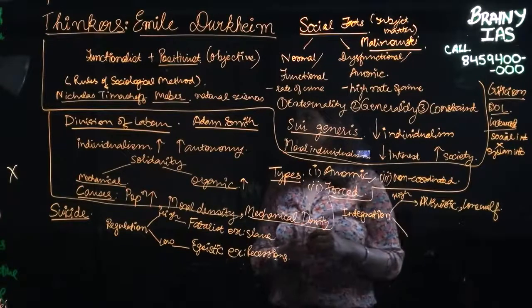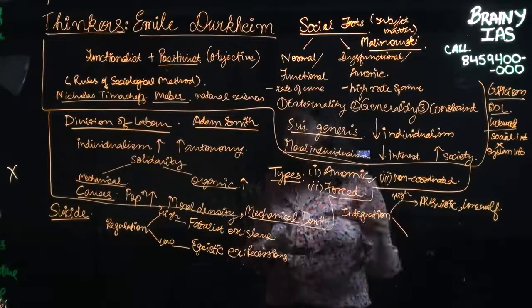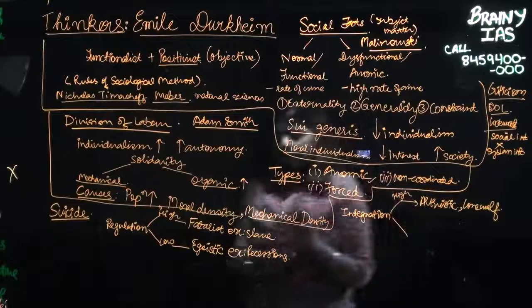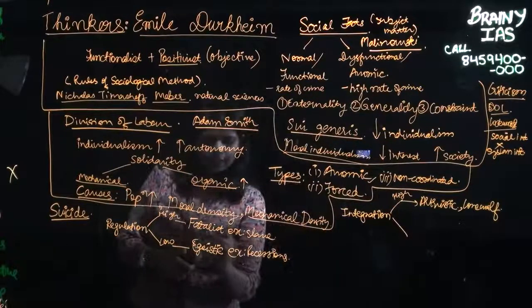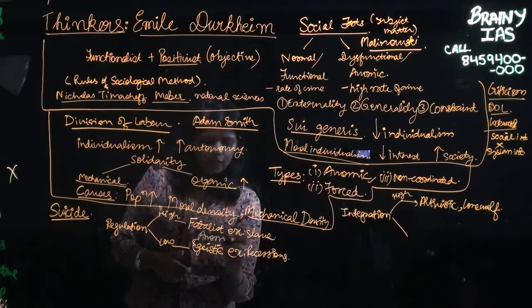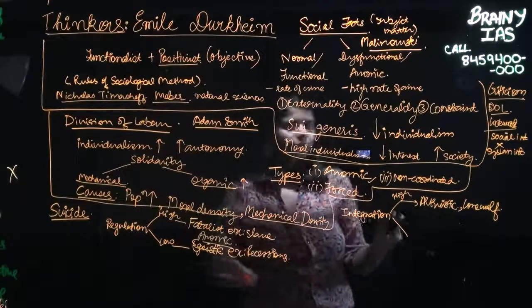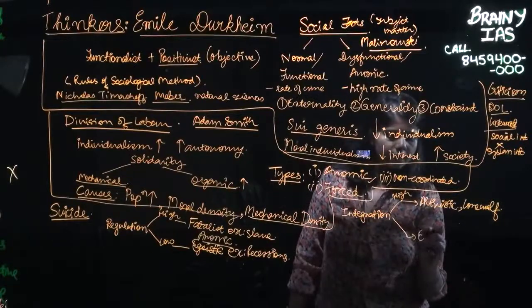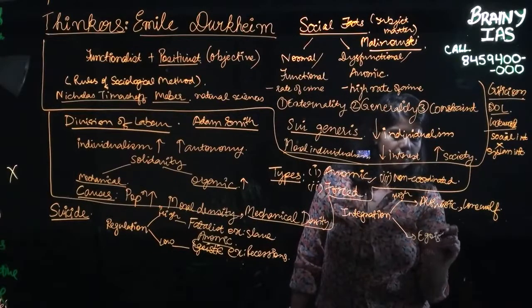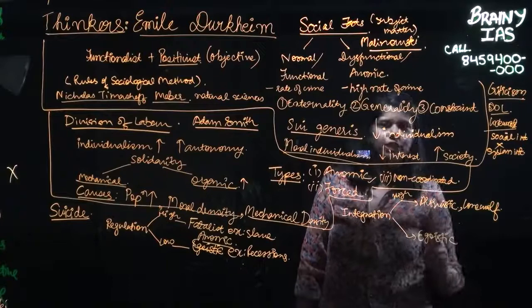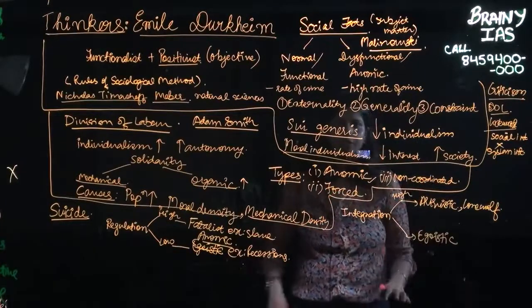Now then we talk of... so here it's basically not egoistic, it is anomic suicide, because there is an anomy, there is no regulation. Now then comes egoistic suicide, when the level of integration is actually very low.